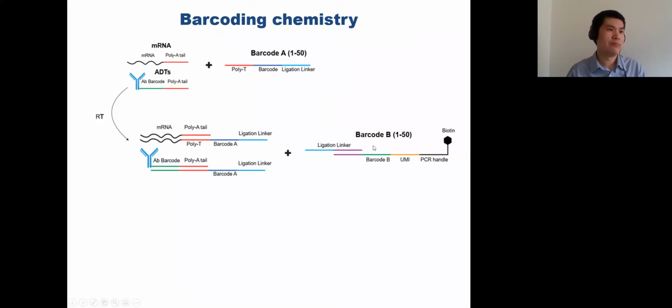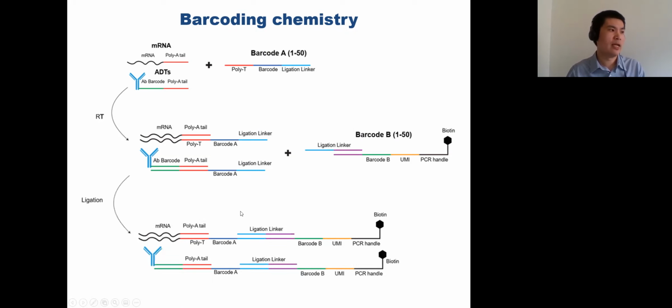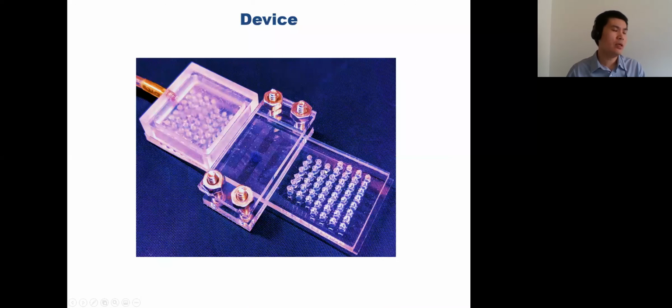Then you flow in barcode B for ligation. So basically this ligation linker will be ligated to this ligation linker. Then you have a ligated product, which is the final product. We also have a biotin here to be used later to extract or purify this product. So basically you have barcode A, barcode B and UMI. Barcode A will tell you the y-axis information, and barcode B will tell the x-axis information. Combining these two, you have a two-dimensional barcoding of the tissue.